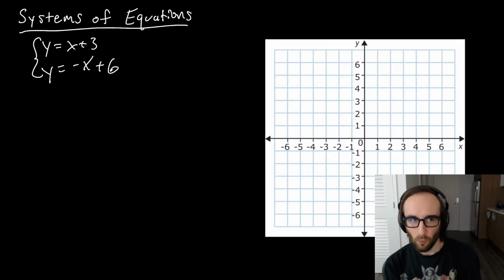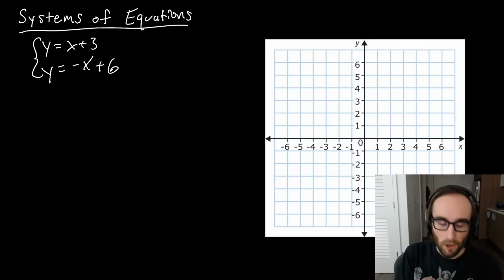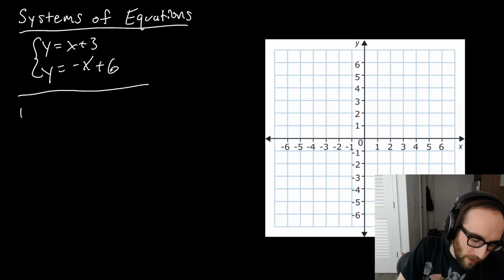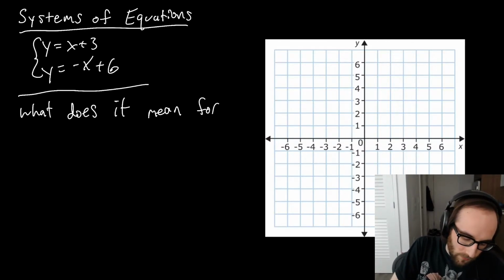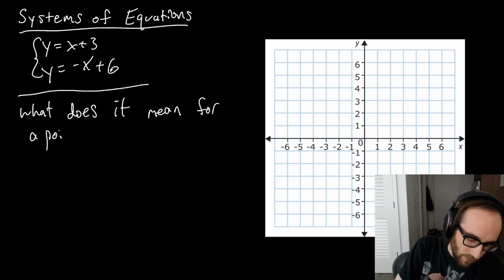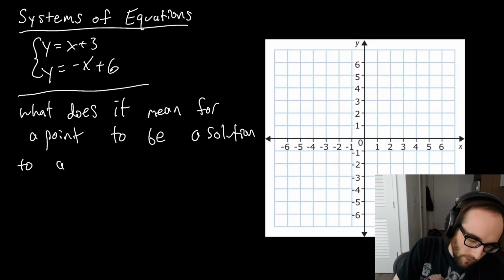And before we talk more about systems of equations, I want to think back to solutions to linear equations. So the question right now is, what does it mean for a point to be a solution to a linear equation?